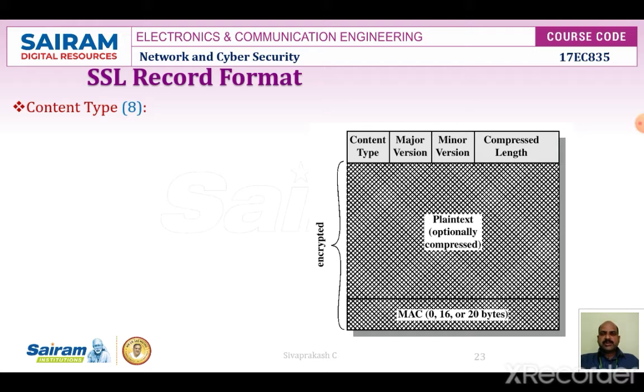The next step in the processing is to compute a MAC, or message authentication code, over the compressed data. For this purpose, a shared secret key is used, and the calculation can be done with that key.